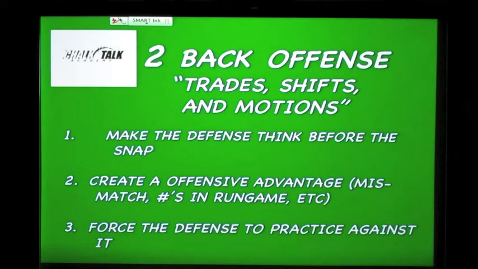Number two, create an offensive advantage with a mismatch on the perimeter. Whether you utilize a shift or a motion or even both, get a running back or a slot receiver lined up and get a mismatch with a linebacker. And then in the run game, we want to be able to create an advantage with numbers and get an extra guy at the point of attack or an extra guy on the side.